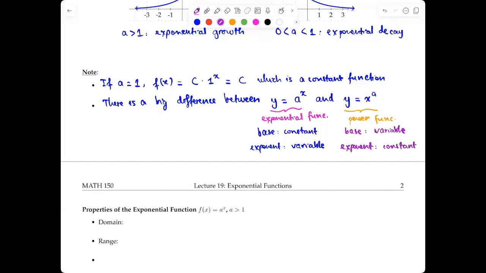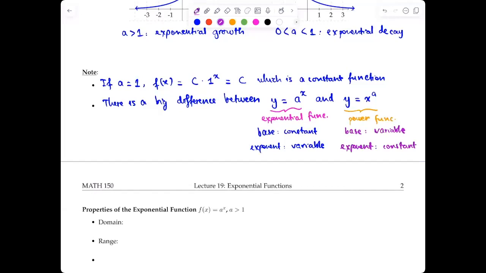This here is just a note, just a bullet point, but it is very important for you to know so that you can distinguish between an exponential function and a power function, because when you get to calculus, there are differentiation rules, and you need to be able to distinguish exponential functions from power functions to apply them correctly.